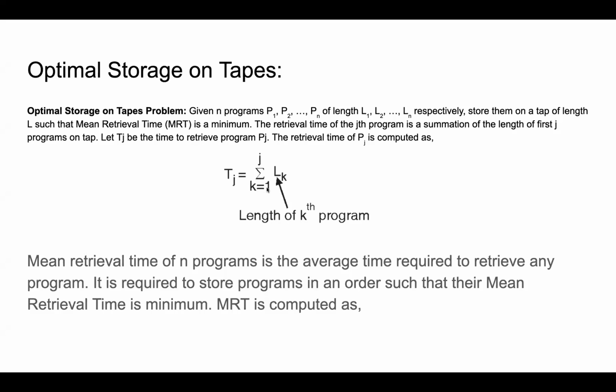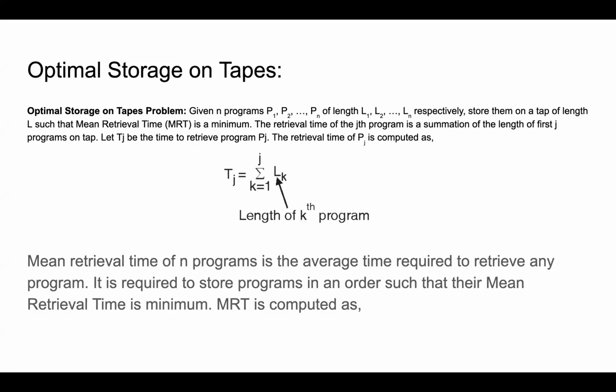summation of k is equal to 1 to j, lk. lk is the length of the kth program. The lengths of all the programs that come before j, the sum of all of those lengths, is the retrieval time of this program.